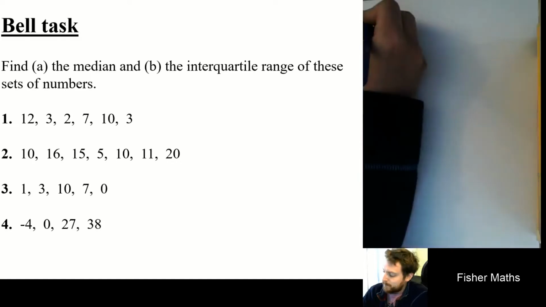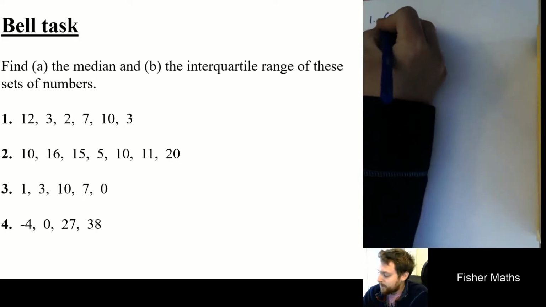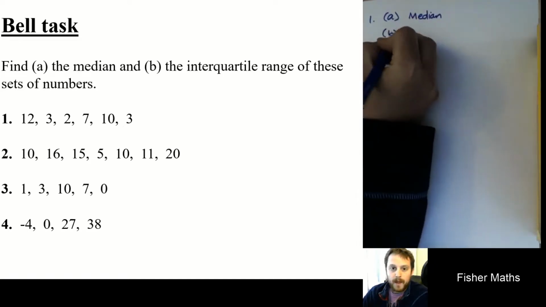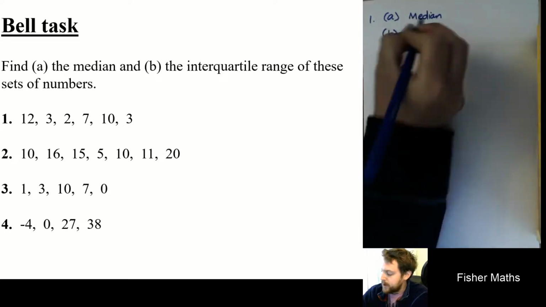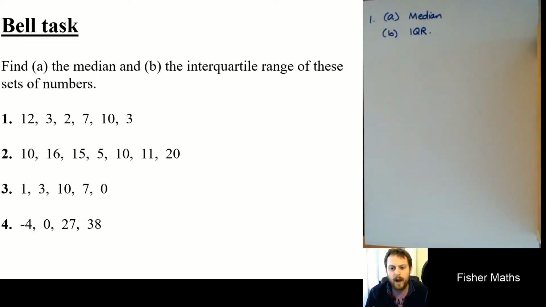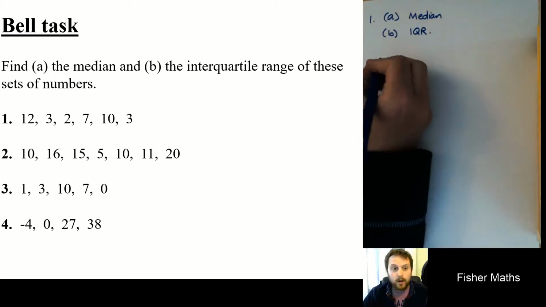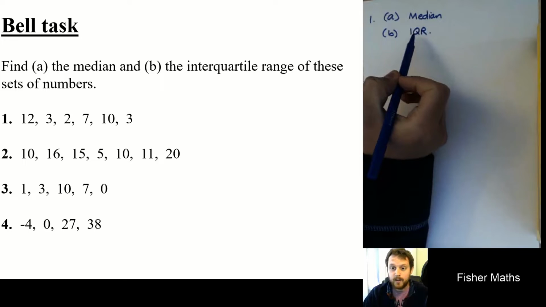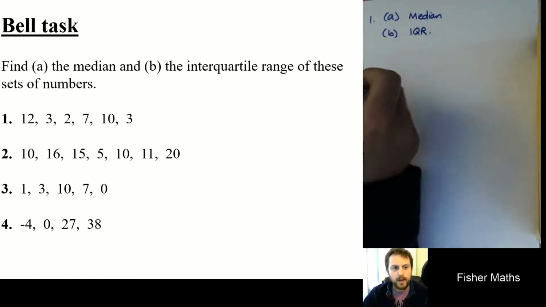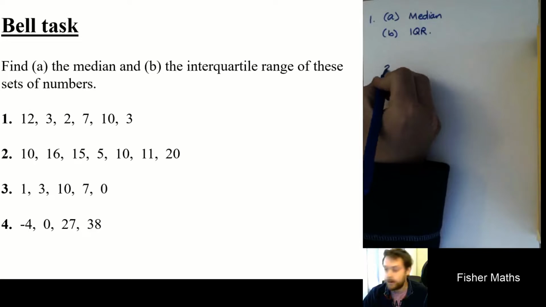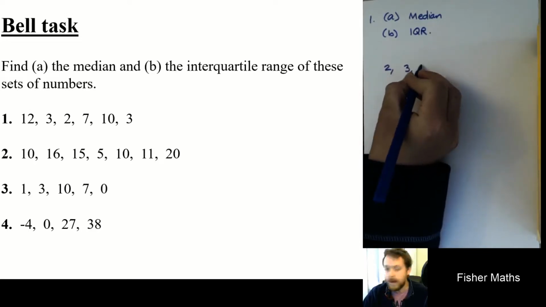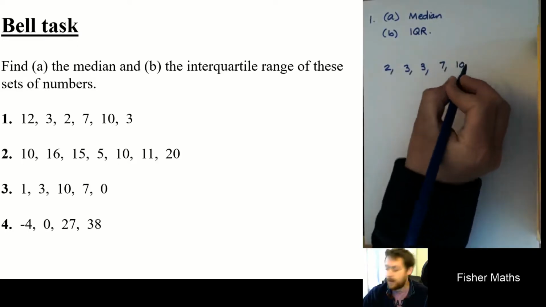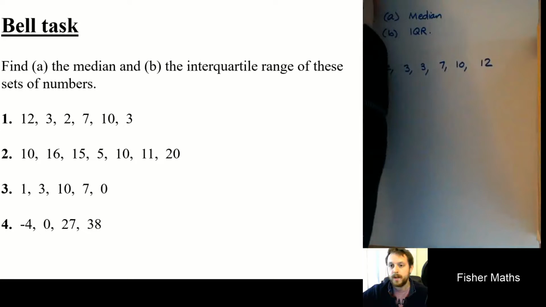So, number 1. We've got a part A, which is the median, and a part B, which is the interquartile range. Just a couple of reminders. You're always going to need to put the numbers in order whenever you're doing anything to do with the median and anything to do with quartiles. So let's put these numbers in order. It goes 2, then 3, then 3, then 7, then 10, then 12.